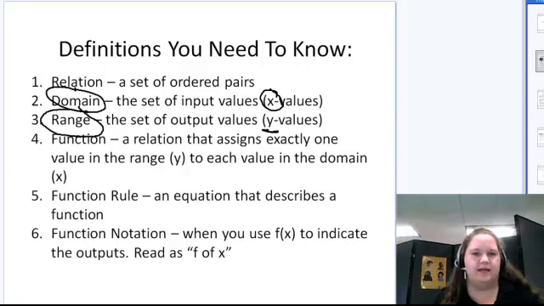Now, can anybody think of how you can remember that? Well, come over here and tell us, Kira. How can you remember the difference between domain and range? Come talk to the camera. It's right here. I'm blocking you. Okay, well, she's going to tell me and I'm going to tell you.